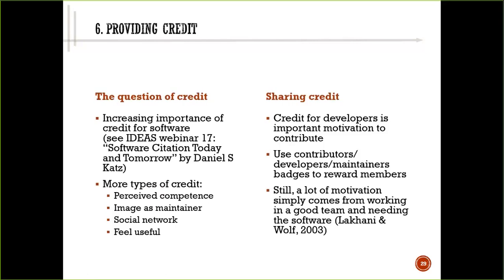And you can further this by giving some public rewards to the members of your community. For example, give them a status as a developer, or finally as a maintainer, if they contributed long enough. But even without all of these rewards, a lot of the motivation of working on open source software simply comes from needing the software and wanting to work in a good team. And you should try to keep this up, like make sure people need your software, but also let them enjoy working on your team.